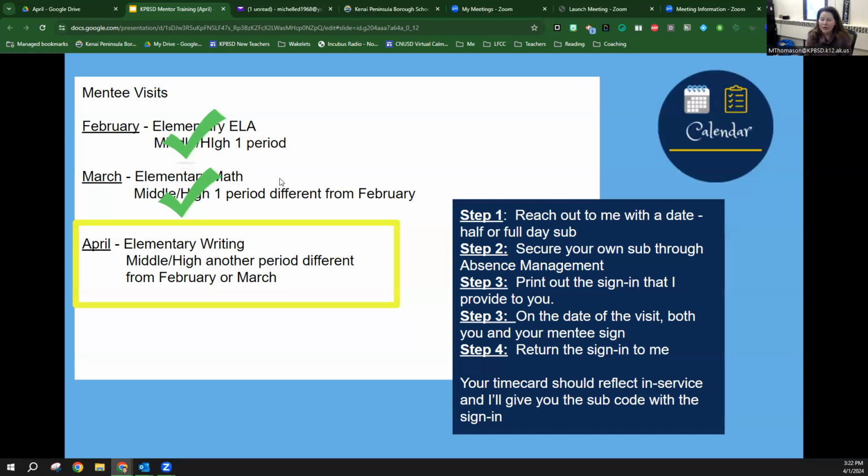Also, a big shout out. Thank you, everyone, for following the process on getting those subs, getting out of the classroom for the classroom visits. Everyone's reaching out to me with the date. Everybody's returning their sign-ins. It's really been working like clockwork this school year. So I just thank you.